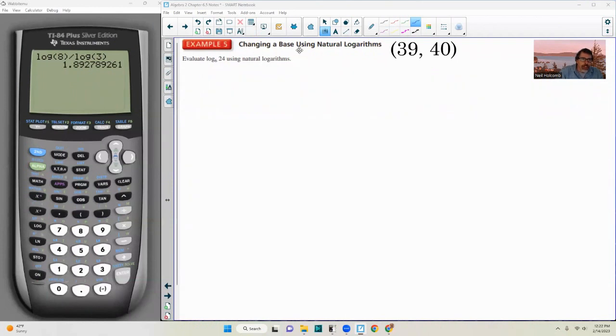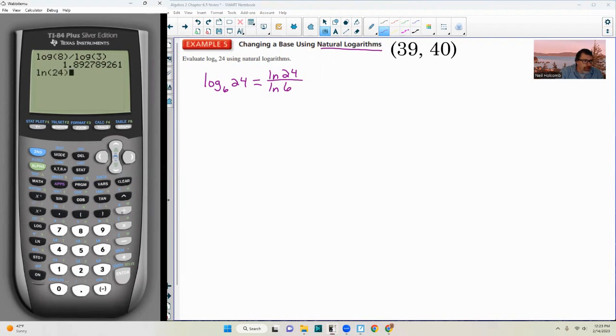Okay, so this says changing a base using natural logs. So this is really no different than what I just did, except instead of a base 10 or a common log, we're going to use base e, which is a natural log. So I'm going to write the log base 6 of 24 is going to equal, and we're using natural logs, the natural log of the big, divided by the natural log of the base or the little. So it's just simply ln of 24 divided by ln 6. So then we use the ln button here. ln 24 divided by ln 6.